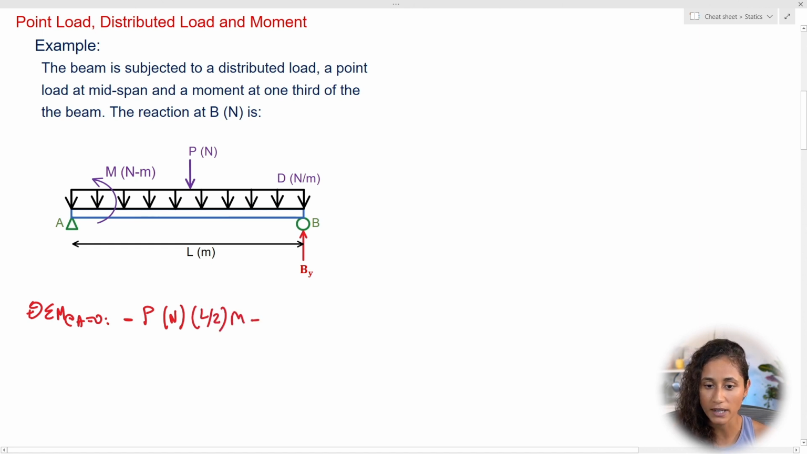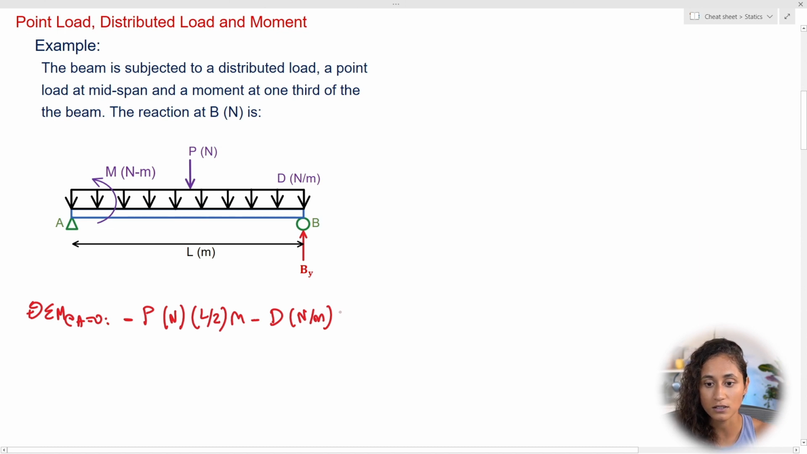And then we're going to have minus the distributed load, newtons per meter, that's the unit of the distributed load. Now what we need to do here is take the distributed load and multiply it by 2 lengths. Now these lengths are not going to be the same, they're not going to be equal, but we have to do 2 lengths so that one length cancels with this meter, and then we're going to be left with Newton's meter, which is the units of moment.